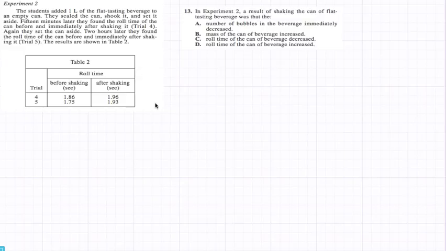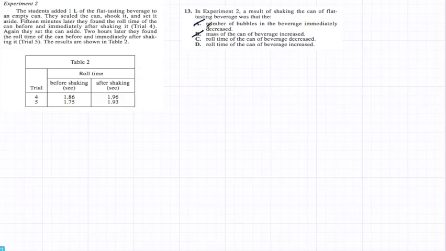So, the number of bubbles in the beverage immediately decreased. Well, no, that doesn't look to be true. Because if they immediately decreased, we would expect the before shaking and after shaking to be almost identical, because bubbles wouldn't impact this score, I think. So probably not A. Mass of the can of beverage increased. I don't know why mass would increase. That doesn't sound likely.